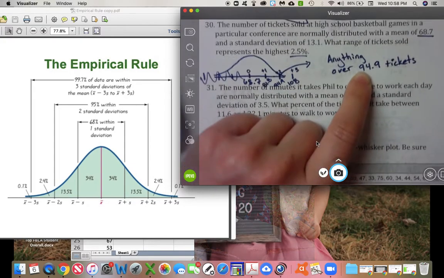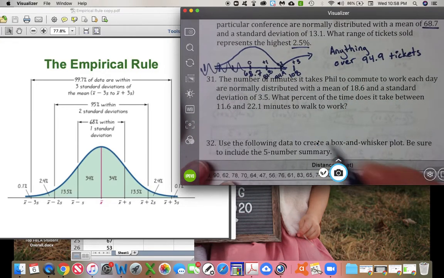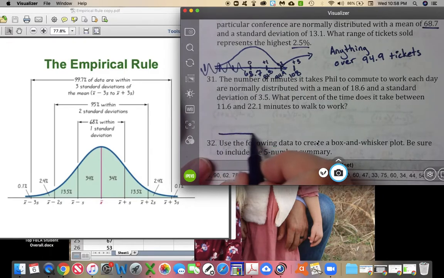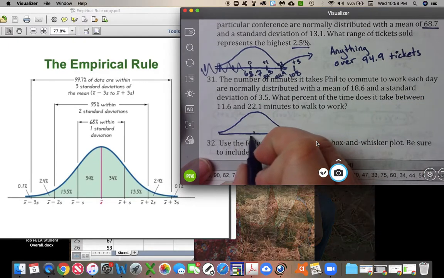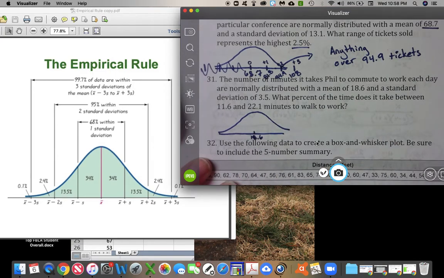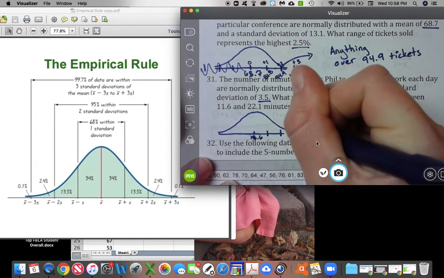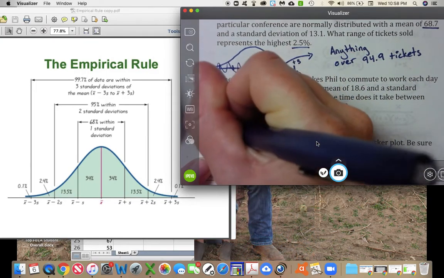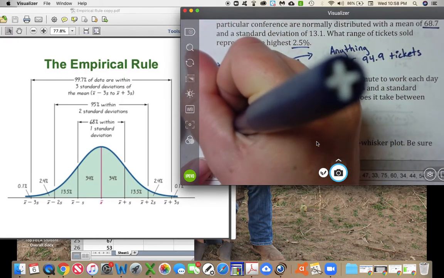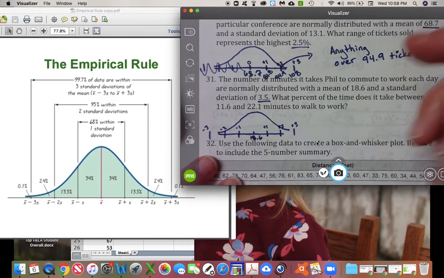Number 31. The number of minutes it takes Phil to commute to work each day is normally distributed with a mean of 18.6 and a standard deviation of 3.5. So let's do 1, 2, 3. This would be +1, +2, +3. If I subtract, -1, -2, -3. Let's figure out what those numbers are.